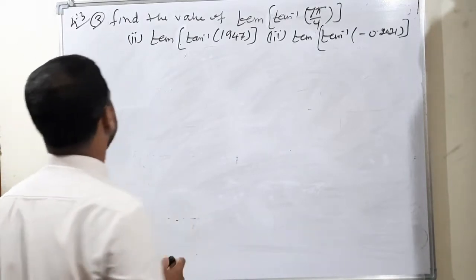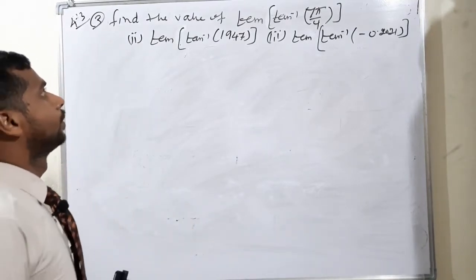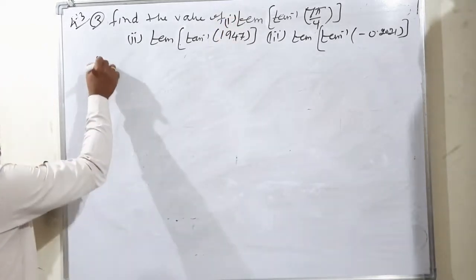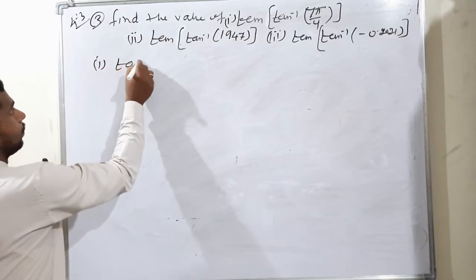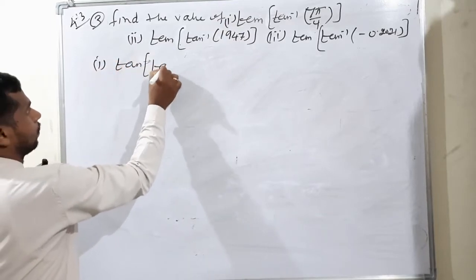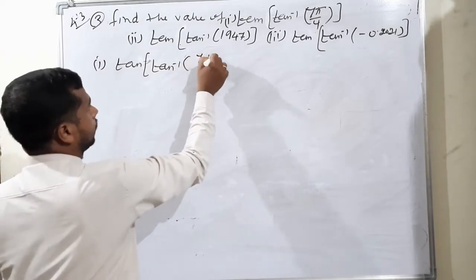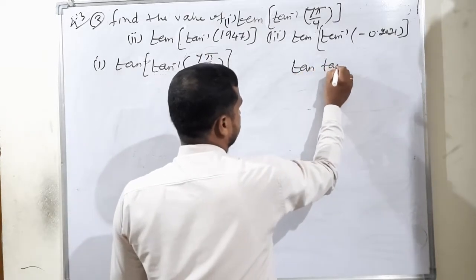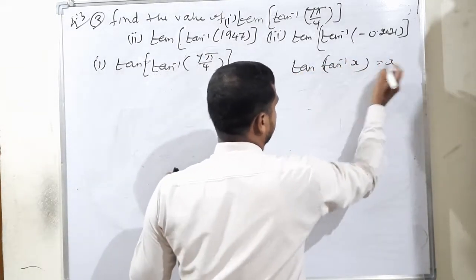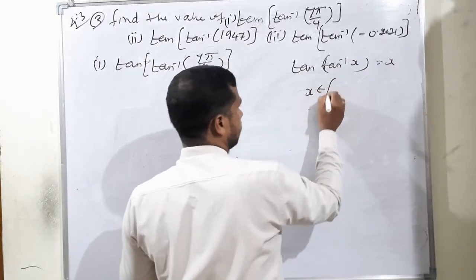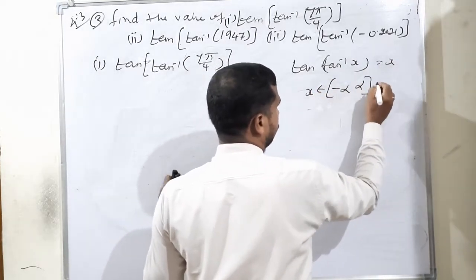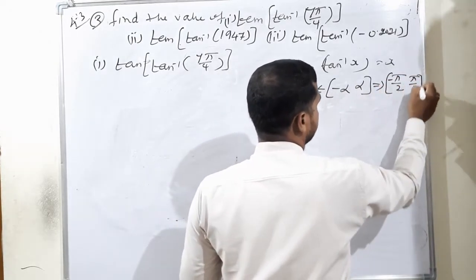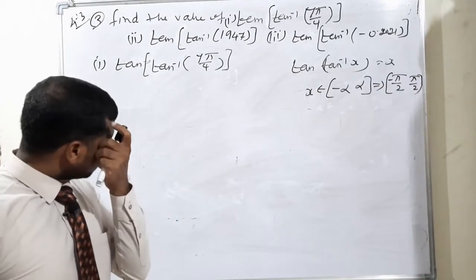Moving to question number 3 from exercise 4.3, find the value of tan inverse given 3 subdivisions. Okay, this is subdivision 1: tan inverse of 7 pi by 4. What is the main term? Tan inverse of x is equal to x when x belongs to the domain, negative infinity to positive infinity, and the range is negative pi by 2 to positive pi by 2, isn't it? The tan function.